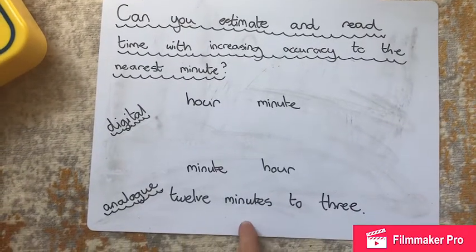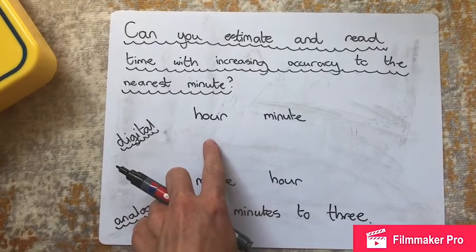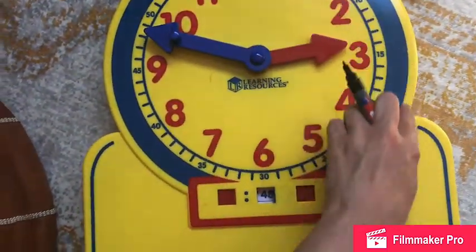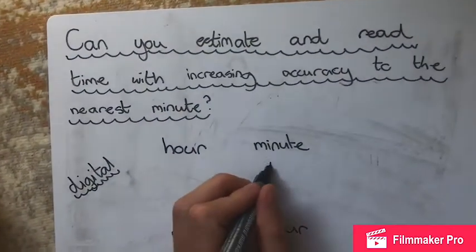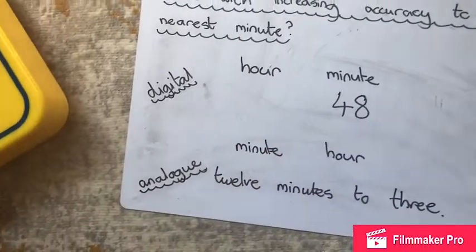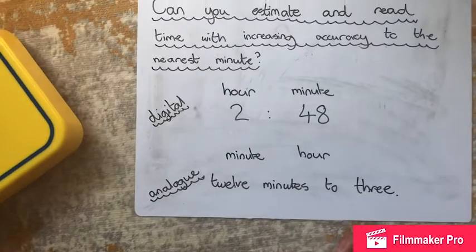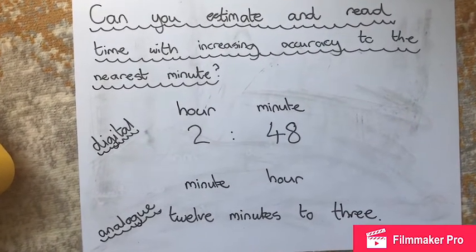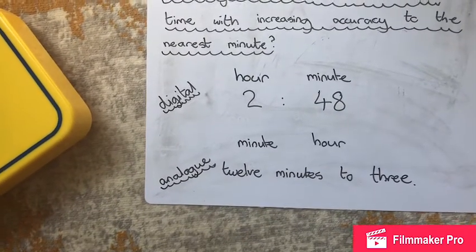So if we are doing this time here, we're going to do the hour first and then the minute. So the minutes, we do how many minutes passed. So we said that was 48, and it was 48 minutes past 2. Okay, so when we're using that digital, we don't really worry about how many minutes to. It's always the hour first and then the minute.